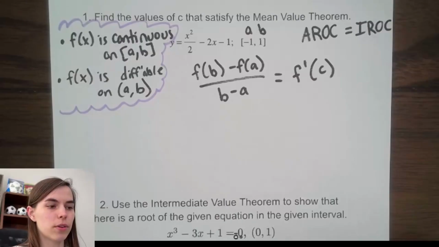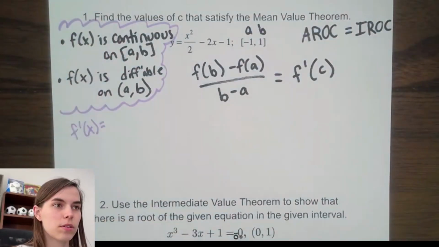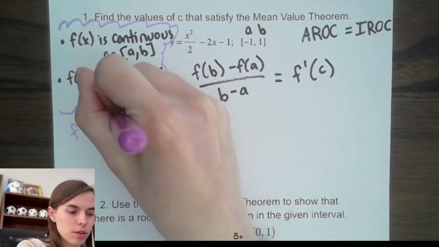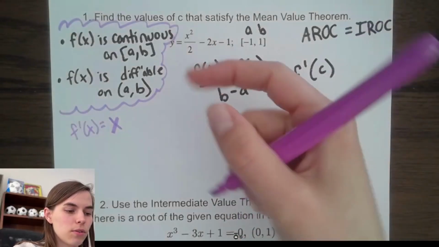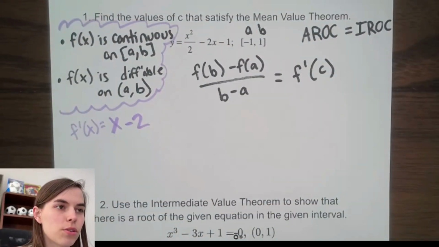Let's start by taking the derivative. I'm just going to do that off to the side here. f prime of x is going to be multiplied by 2, subtract 1 from the exponent, so it's going to be 2x over 2, where the 2's cancel out. The derivative of -2x is -2. The derivative of -1 is 0. So this is your f prime.